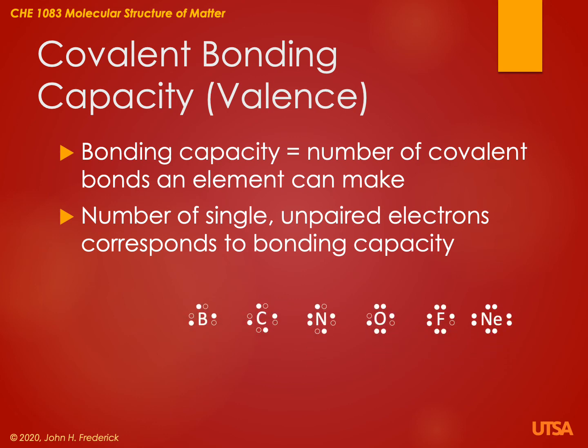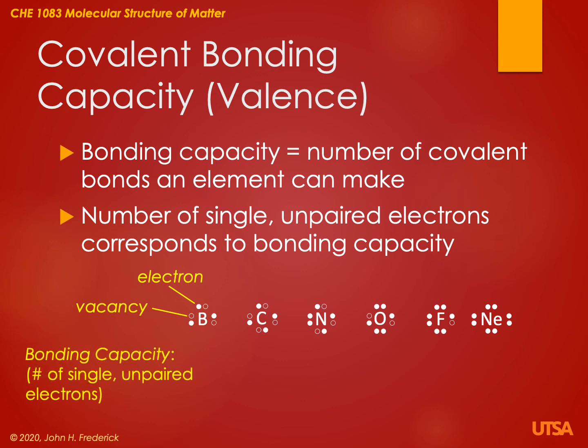So here are several of the elements in the second row of the periodic table, going across: boron, carbon, nitrogen, oxygen, fluorine, and neon. And what we want to do is evaluate these Lewis symbols to determine what their bonding capacity is. Now note that the full circles on each of these are electrons, and the open circles represent vacancies in the valence shell. So now let's determine what the bonding capacity would be for each of these. In boron, we can see that there are 3 vacancies next to 3 electrons, so it has 3 unpaired electrons in its valence shell, so it has a bonding capacity of 3.